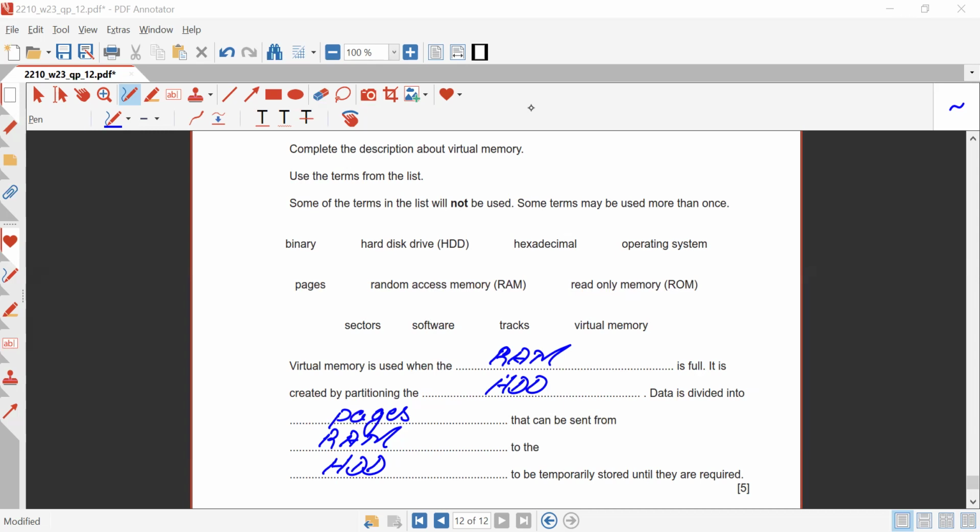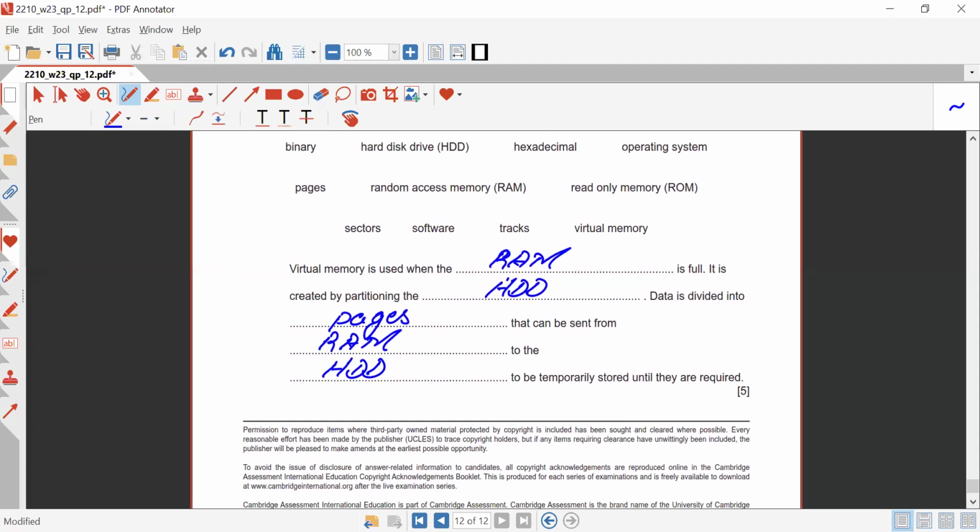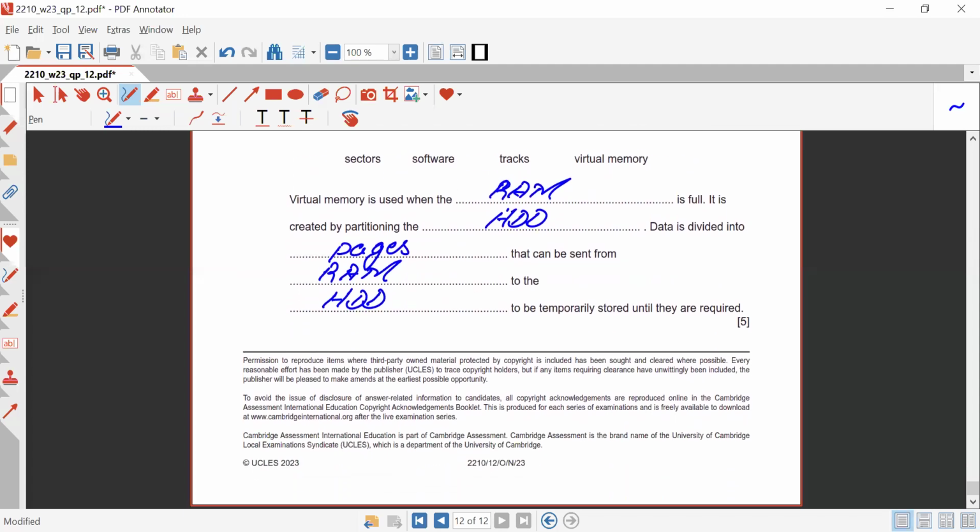You will be dealing with pages, and segmentation is the other part. You will be dealing with both of them in A2 level. There is a memory management topic in which you will deal with pages and segmentation. Okay guys, that was all for today, and this is the complete solution for the October November 2023 paper.